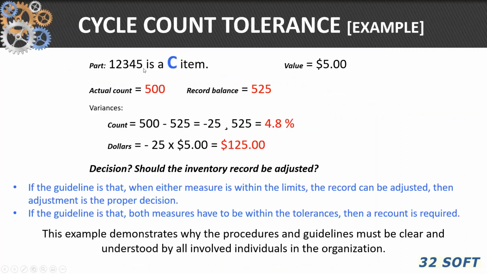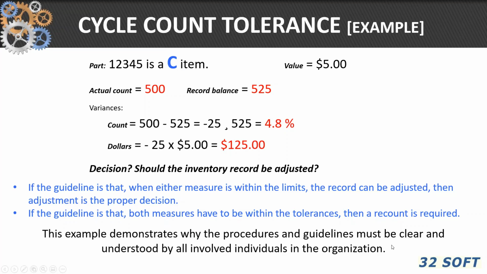So here's a simple example. We've got part number 1, 2, 3, 4, 5. It's a C item. It's worth $5. I actually count 500. Record says I've got 525. Well, that means that I've got a 4.8% variance on count, which is less than 5%. But when I do it on a dollar value, it's $125, which is greater than the $100 tolerance that I've set. So the question is, should it be adjusted? You've got a couple of different ways you could go. You could adjust it or not, or if both measures are outside of tolerance, then you probably need to do a recount.